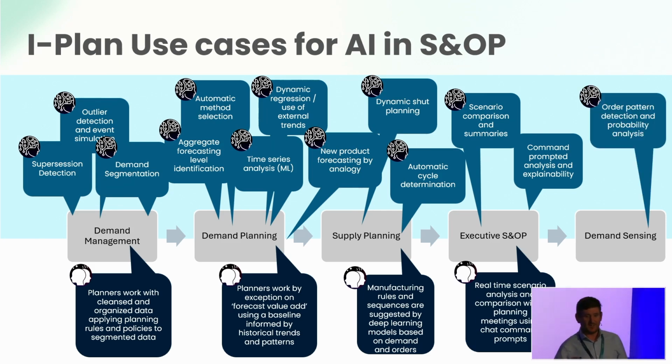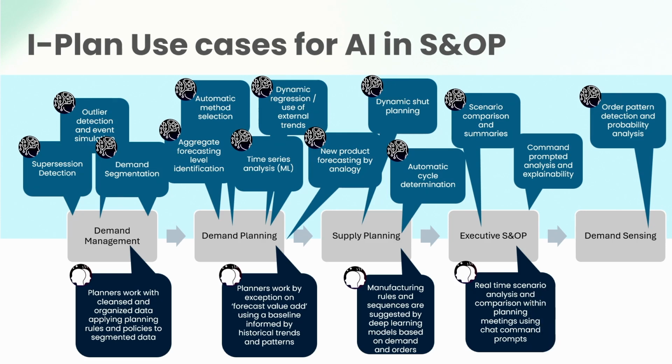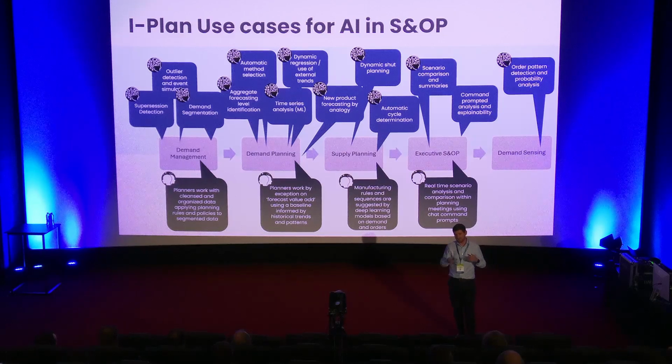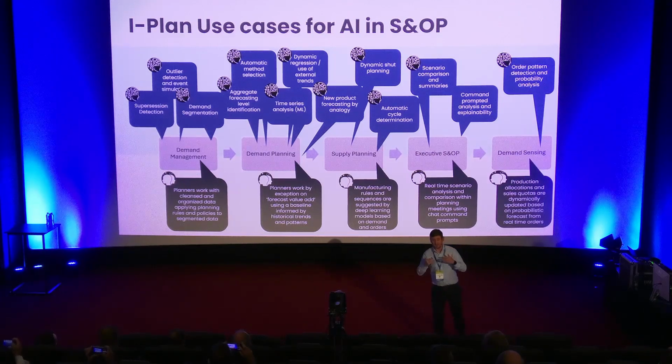So finally, demand sensing. This is in iPlan, this is actually looking at real-time incoming orders and how they compare to the sales and operations plan and the commitments that we've made, the reservations we've made on our machines. So this is about looking at the historical pattern of orders. When do they arrive? And using probabilistic forecasts to determine whether our allocations, quotas should be shifting based on that change in demand. And again, it just allows the dynamic changes of our allocations and quotas based off the order patterns that can be picked up by these deep learning models.